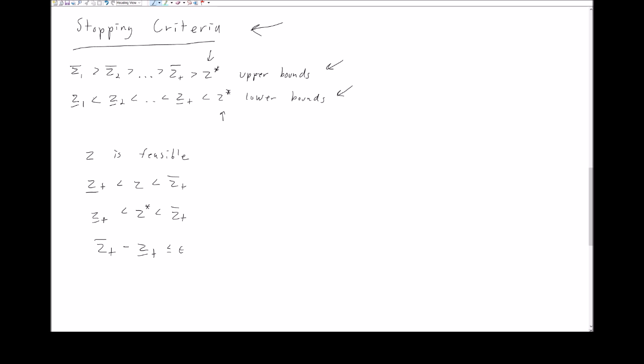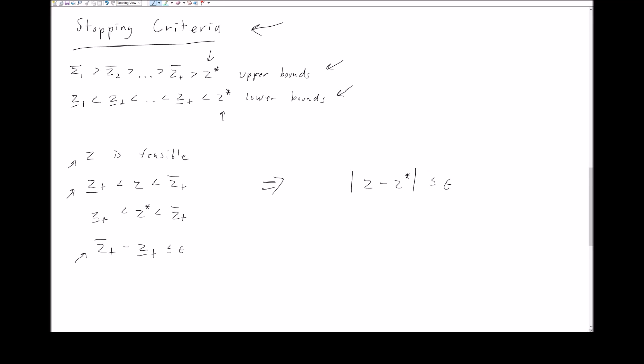So this is a setup of the internal workings of an algorithm. We have some feasible solution, z. We know that z is sandwiched between some bounds. And we know that our bounds are within some factor of each other, within some epsilon. All of these things end up implying that the distance between our algorithm solution and z star is less than or equal to epsilon.